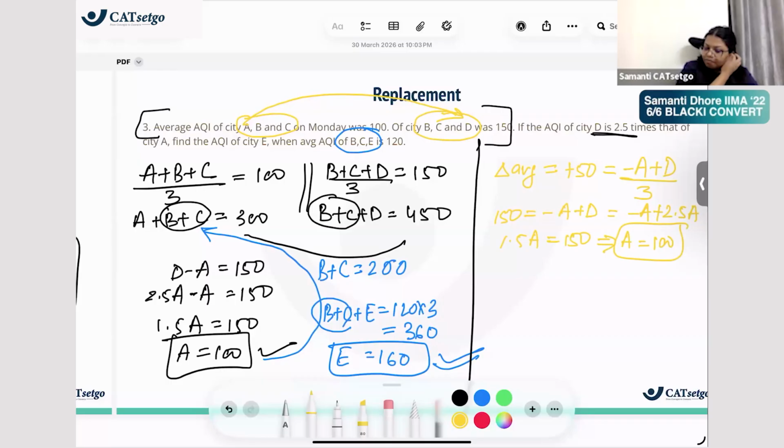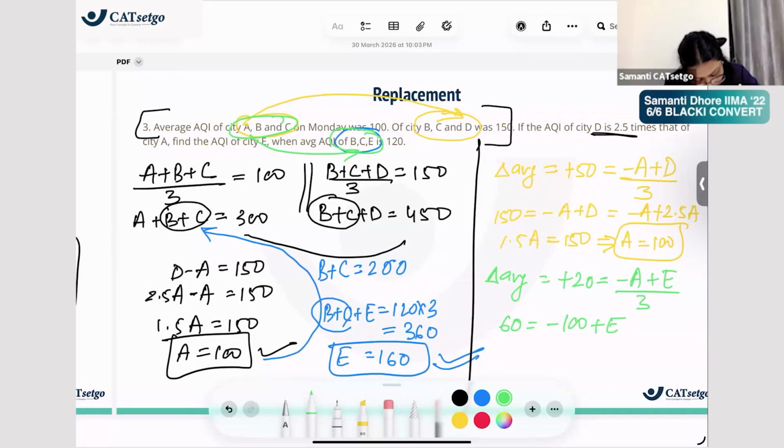ये मेरा आ गया. ठीक है. सिमिलरली अगर मैं यहाँ पे देखूं, if I see this and this, तो A is replaced with E. B and C are constant. So change in average was 100 to 120, that is plus 20. That happened because you removed A and added E. So 60 is equal to minus A, which is minus 100, plus E. So E is 160. Same thing. बस छोटा अप्रोच, थोड़ा बड़ा अप्रोच. बड़े अप्रोच में बेसिक सॉर्टेड, छोटे अप्रोच में कॉन्फिडेंस चाहिए. मुझे आता है. सही है? समझ गए?